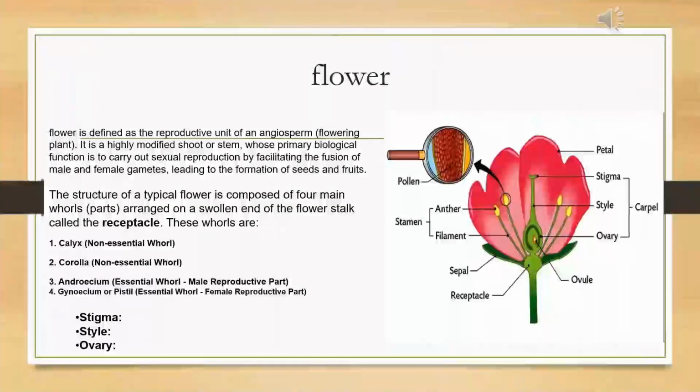Now, here we see the overall review of the flower. A flower is defined as the reproductive unit of an organism. Here we are talking about the flowering plant. It is a highly modified shoot or stem whose primary biological function is to carry out sexual reproduction by facilitating the fusion of male and female gametes, leading to the formation of seeds and fruit. This is the definition of a flower.